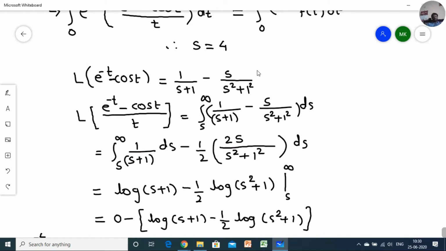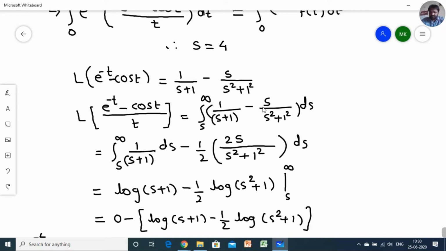Further, it is the division by t concept. For the division by t concept we have to use the integral from s to infinity, and keep the function as it is, whatever Laplace we calculated for e raised to minus t minus cos t. So the function is 1 by s plus 1 minus s upon s square plus 1, kept as it is. We just have to calculate the integration.